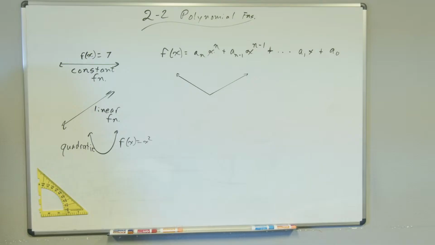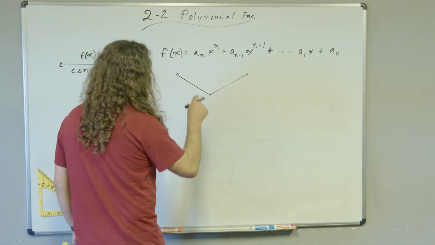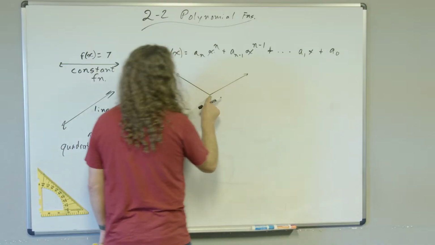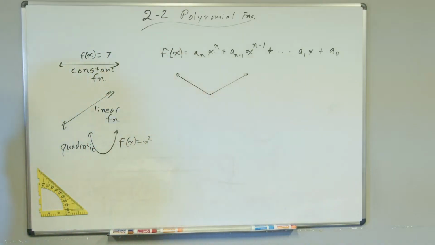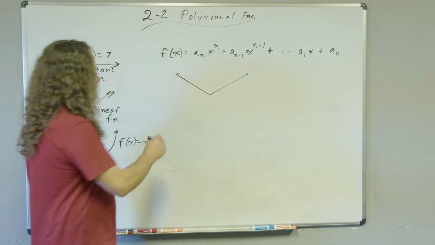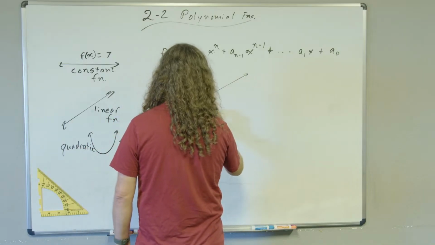You almost said something perfectly correct. Almost there at the end. There's a real angle there, a hard angle. There's no curve. That's what gives it away. There's no curve right there. What about this one? There's no curve.